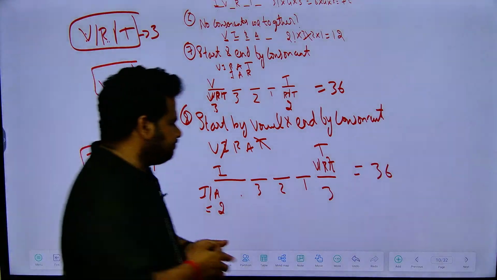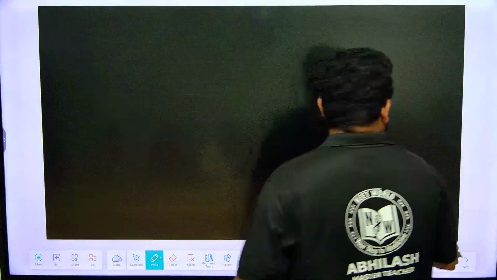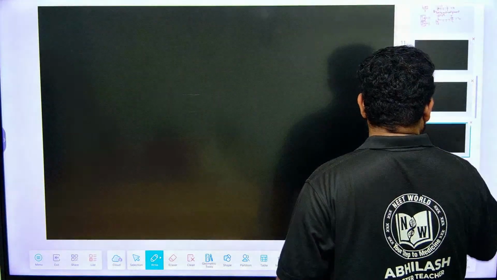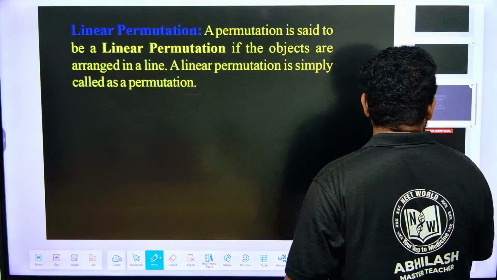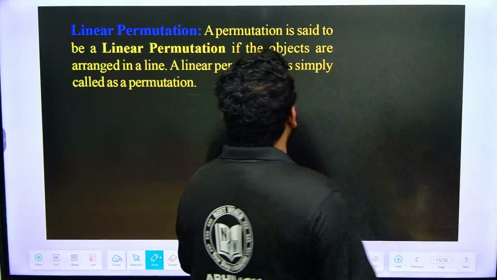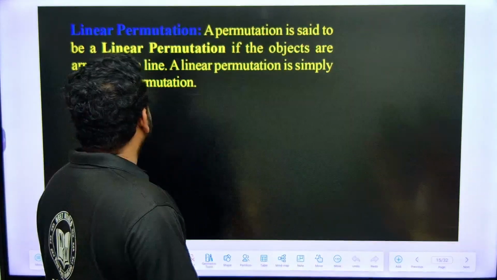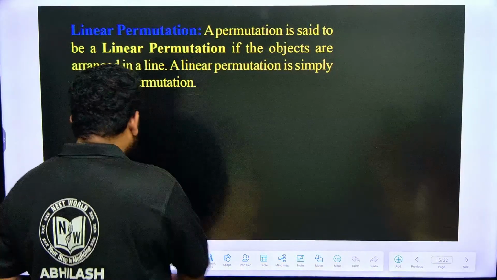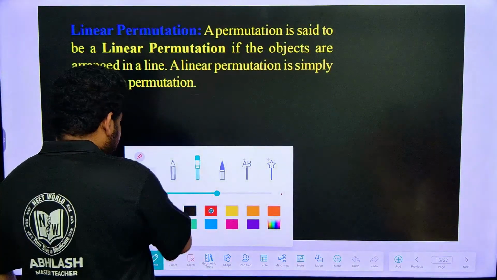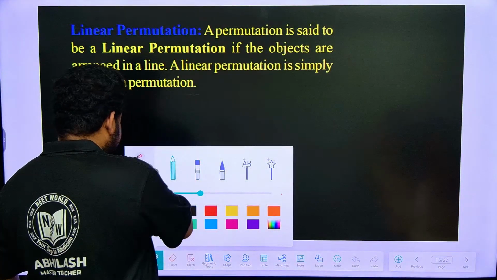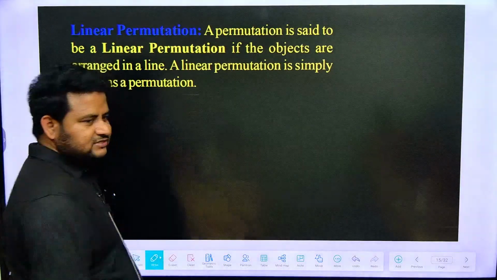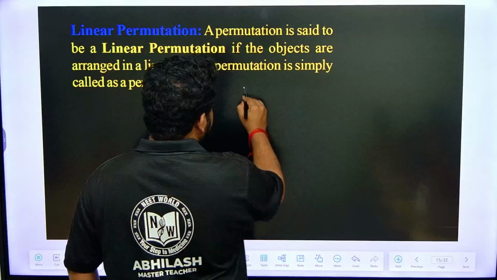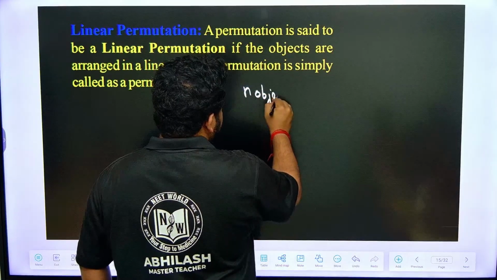Next one, see here. We are talking about non-identical objects. First is linear permutation. A permutation is said to be linear if the objects are arranged in a line. A linear permutation is simply called a permutation. That's all. When we talk about linear permutation, I told you there will be an ending and a starting.